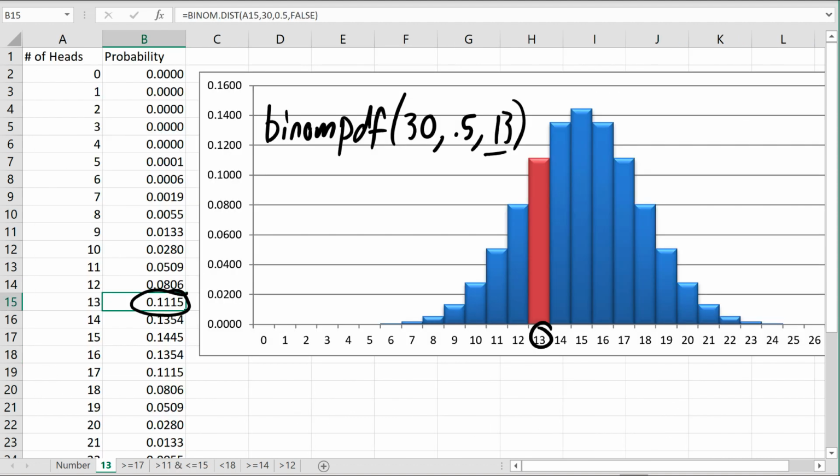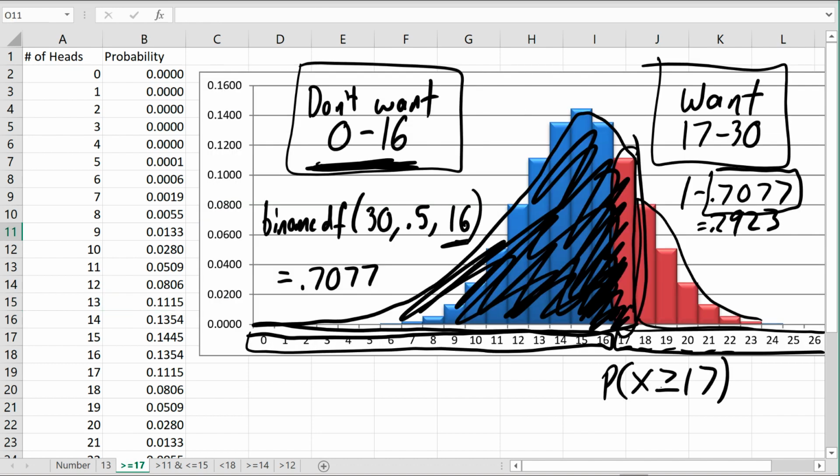Again, let's recap real quick. Binomial PDF finds an exact number of successes. That one's fairly straightforward. We just pick the number that we want. If we want a number of successes or greater, then we first have to find the number of successes or less and then subtract that from 1. So like on our example where we wanted 17 through 30. We didn't want 0 through 16. So we found 0 through 16 and subtracted it from 1.